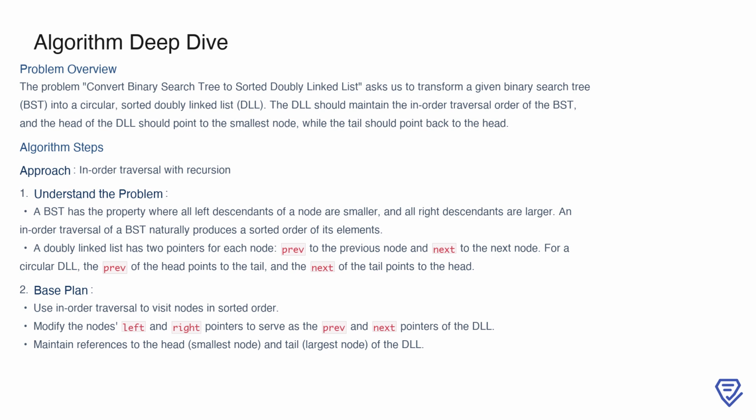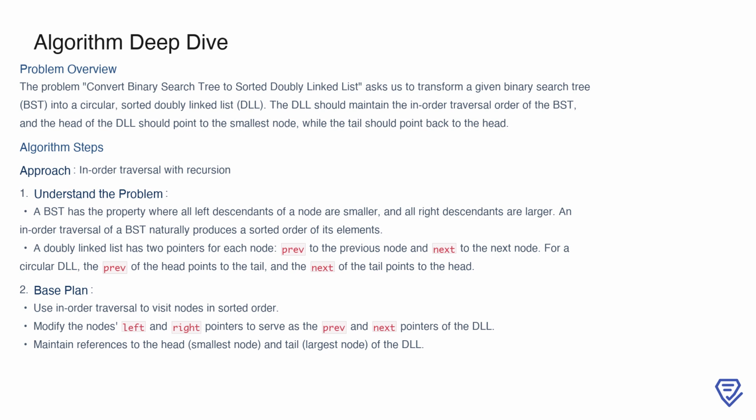In this problem, we are tasked with converting a binary search tree into a sorted doubly linked list that is also circular. This means that the smallest node in the BST becomes the head of the DLL, and the largest node becomes the tail, with the tail pointing back to the head. To achieve this, we can leverage the in-order traversal of the BST since it naturally visits the nodes in sorted order. A doubly linked list has two pointers for each node, one pointing to the previous node and another pointing to the next. For the circular structure, the head's previous pointer will link to the tail, and the tail's next pointer will link back to the head.